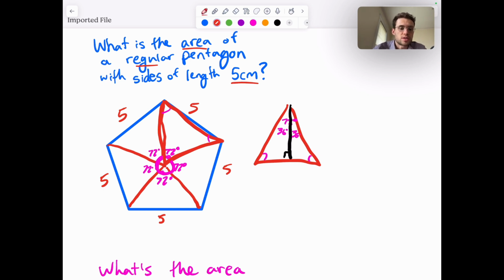Now, using the fact that the side lengths are all 5, we can figure out the base of this right triangle, which would just be half of 5. So 5 halves, so you could write it as 2.5. And we can use that to find what this height is.